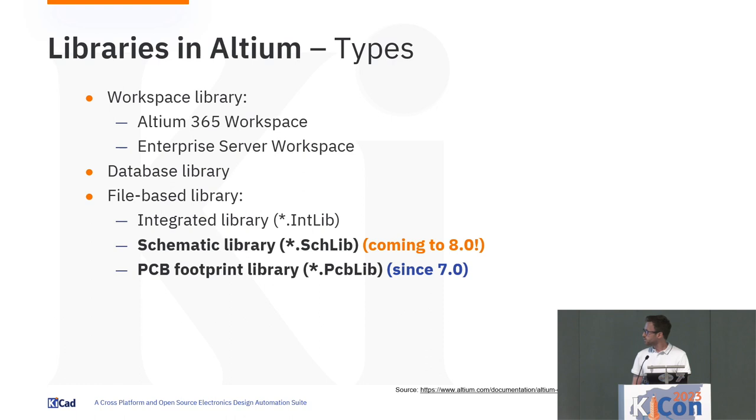In Altium, there's a large number of different types of libraries. There's the workspace library and database libraries, but the ones that we're mainly going to be directly supporting in KiCad 7 and KiCad 8 are the PCB footprint library, PcbLib, and the schematic library. These you can use directly. You can just put it directly into your library table, and it'll work as if you were using it in KiCad. I'll explain how that works later.